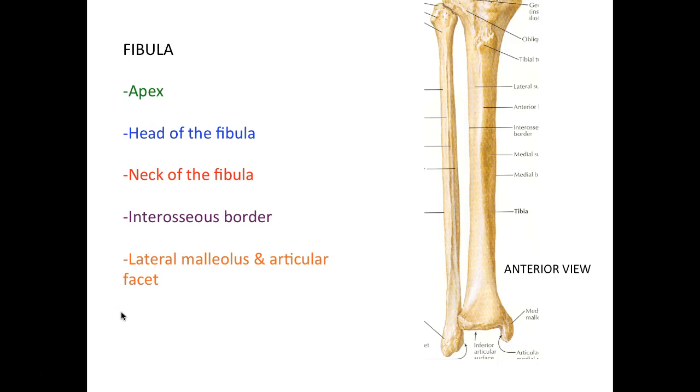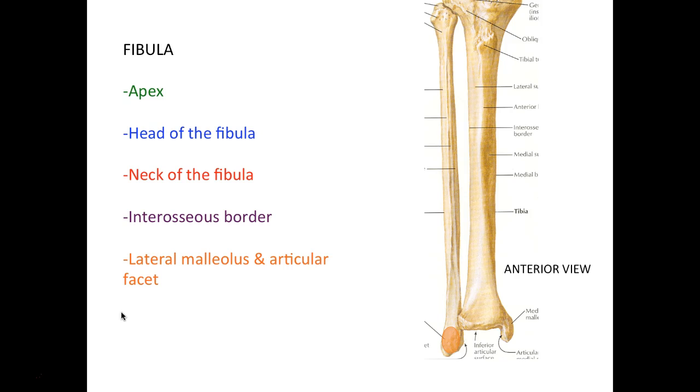So next we have the fibula, and the hardest thing about the fibula I find students concerned with is being able to tell the lateral malleolus apart from the apex. So our apex is that pointed projection at the top. And below that we will have the head, and then the more constricted portion will be the neck of the fibula. We also have the interosseous border, which our interosseous membrane will attach to. And then we've already discussed our lateral malleolus.